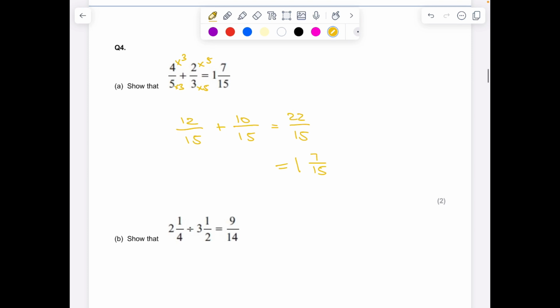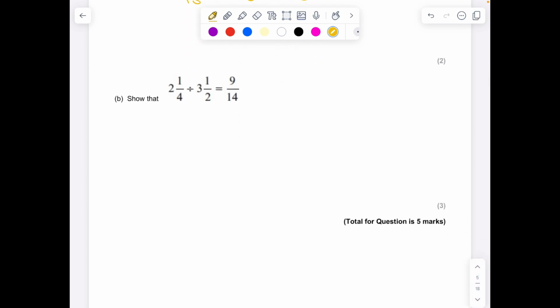Okay. Part B, a division. You do not need to make sure that the denominators are the same for this one. All you need to do is change it into a top-heavy fraction or improper fraction by doing 2 times 4, then add 1. So 2 times 4 is 8, add 1 is 9, and the denominator stays the same. So 9 quarters divided by 3 times 2, which is 6, add 1, which is 7. So 7 over 2.